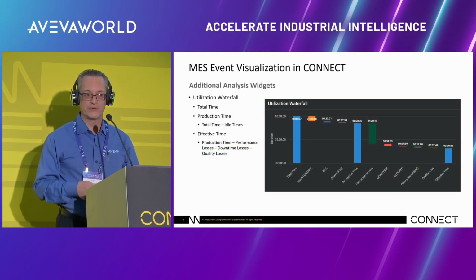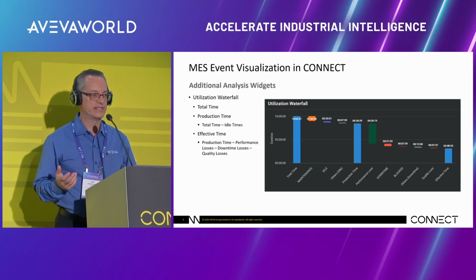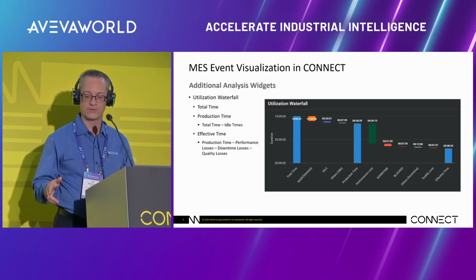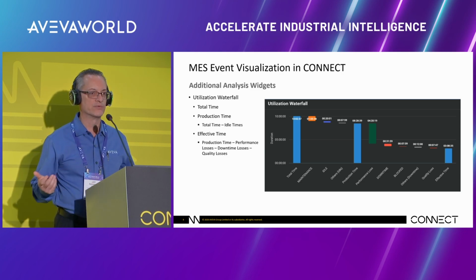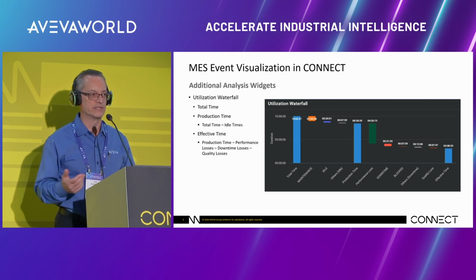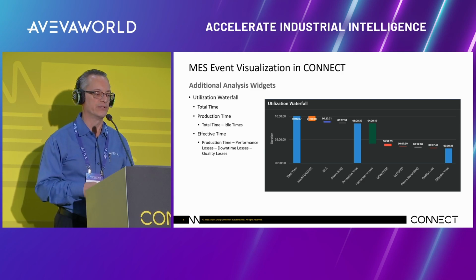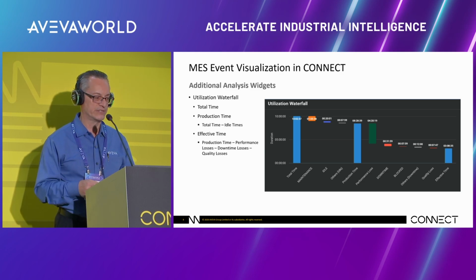Going on in the future, as we're publishing now, all that data is being published into Connect. We're starting to build out additional widgets. So this is an example one here of being able to analyze over some time period your total utilization events. So you start with your total time period on the left. We subtract out any of your idle by the different reasoning groups that you may have down for your idle time, and that'll get you your total production time that you were available to produce.